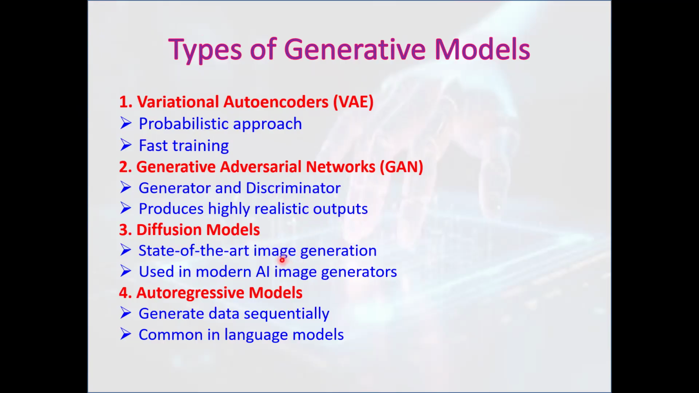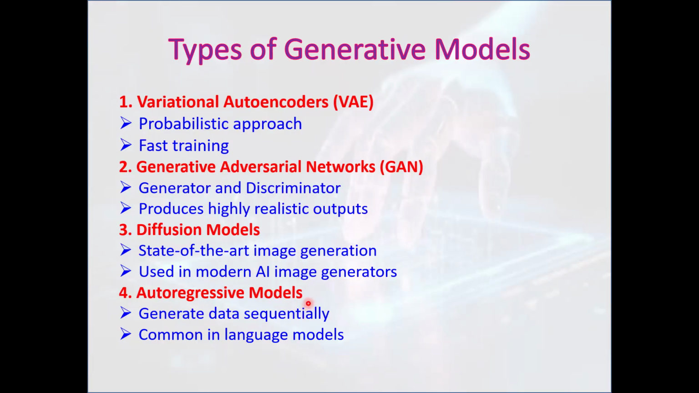Diffusion models. The diffusion model generates data by gradually removing noise from random inputs through a series of refinement steps. State-of-the-art image generation: diffusion models currently achieve some of the highest-quality image generation results and are widely used in modern AI image generators. Many advanced image generators rely on diffusion models due to their ability to create detailed and realistic visual content.